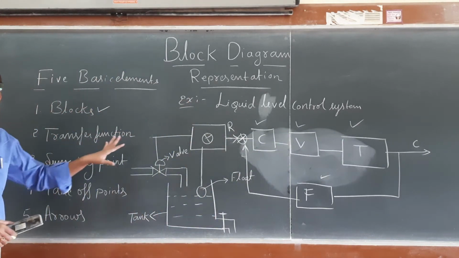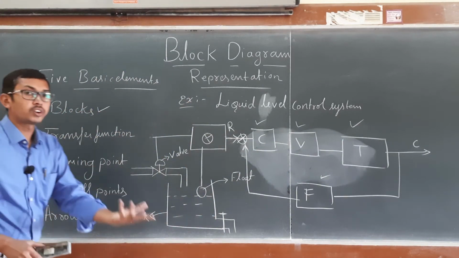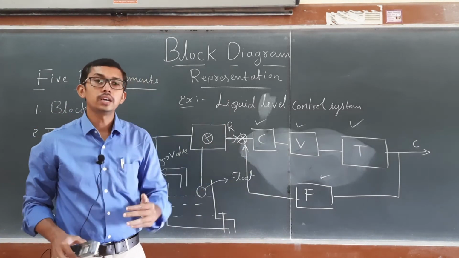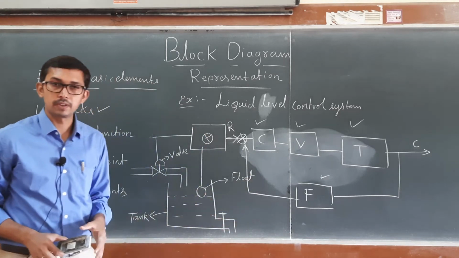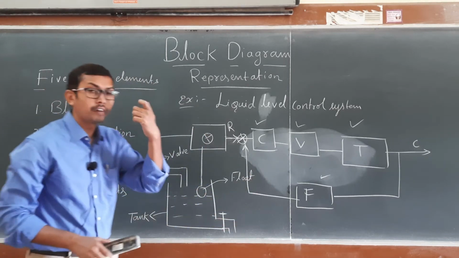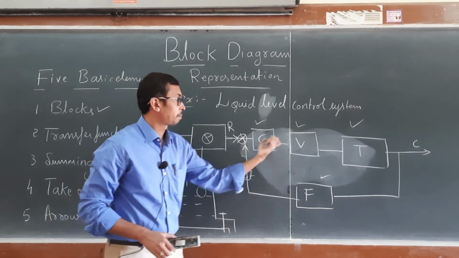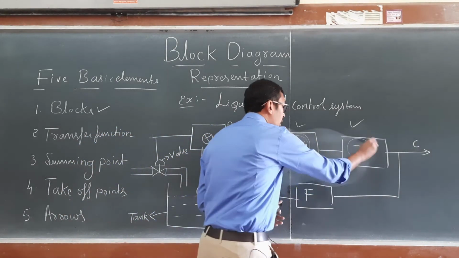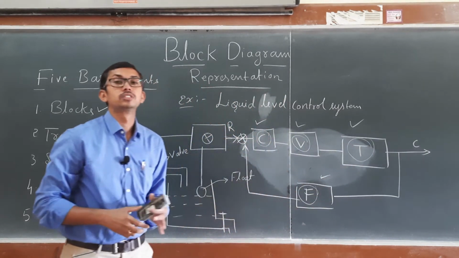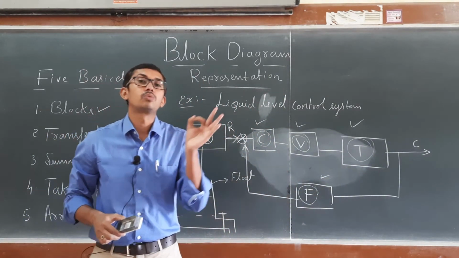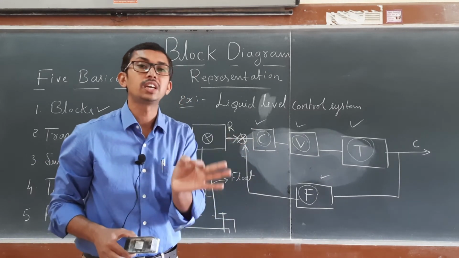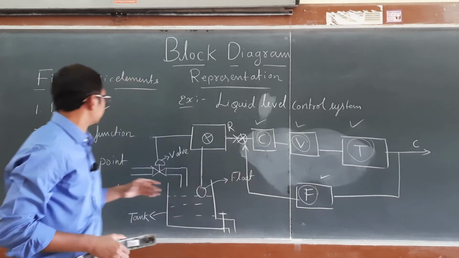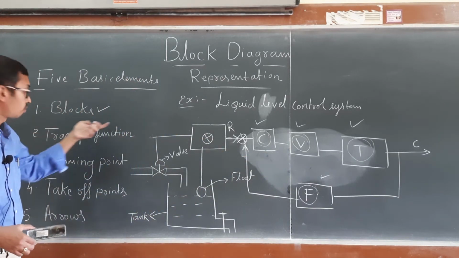Next, what do we have? Transfer function. What is the meaning of transfer function? It is the Laplace output to the input. This we already studied in the previous class. The transfer function of each element will be represented inside the box. That means it tells you the behavior of each element for the given input. So that can be represented in the blocks. That is the second element, the transfer function.